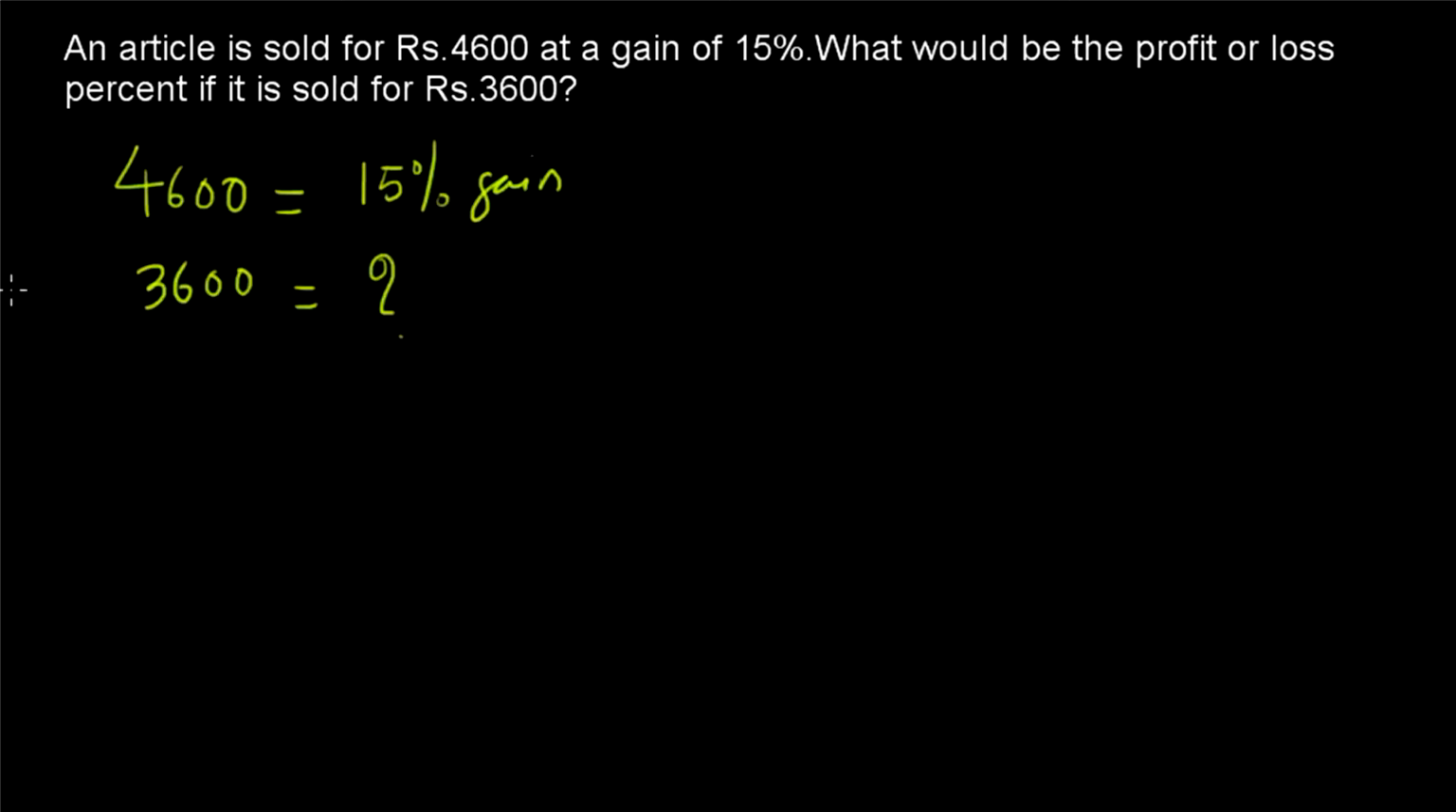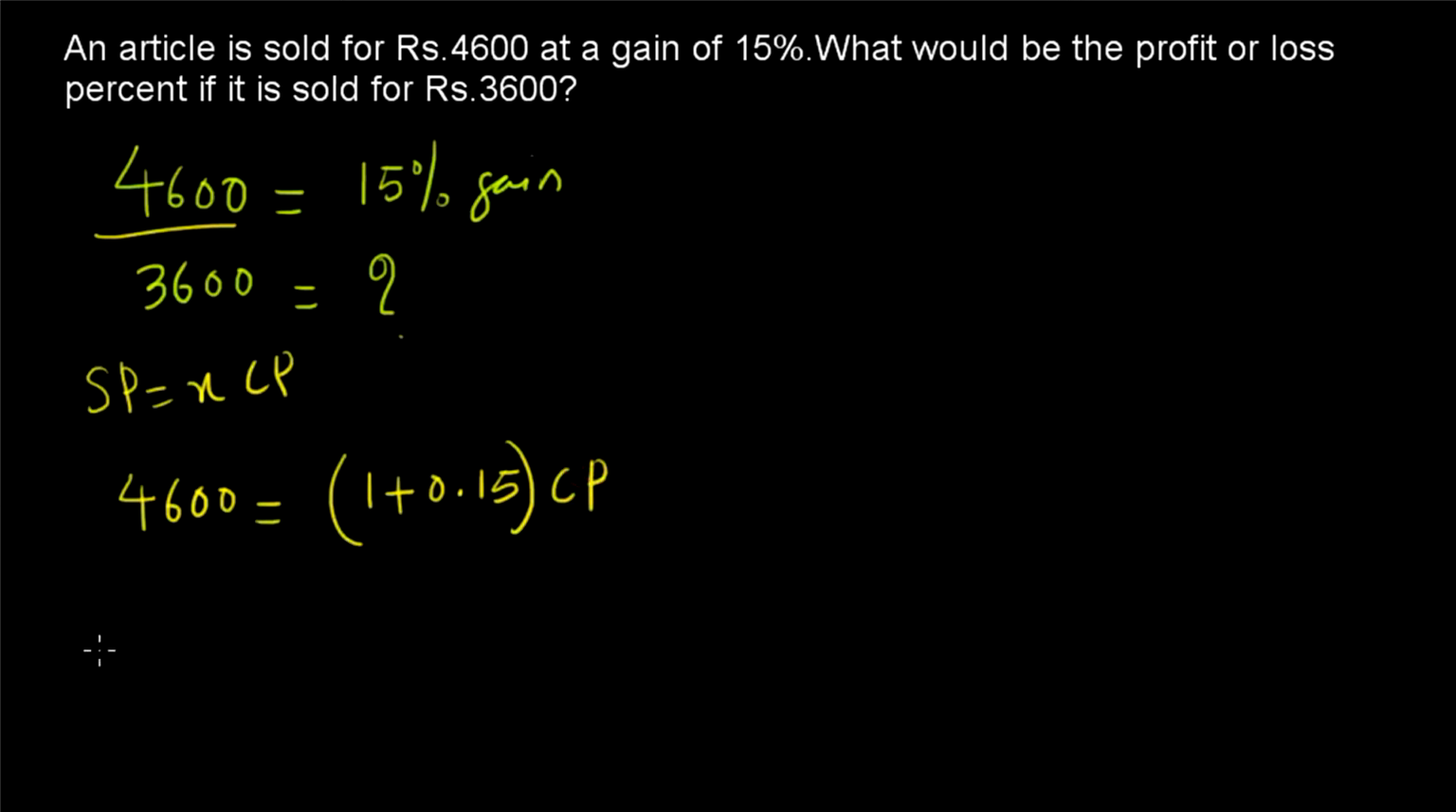By applying the shortcut formula, we represent SP is equal to X into CP. The first SP is 4,600. And how to find out X? We are having 15% gain. So it will be 1 plus 0.15 into cost price. If it is a 15% loss, it will be 1 minus 0.15 into CP. Since it is a profit, we are adding: 1 plus 0.15 into CP. So 4,600 is equal to 1.15 CP. That is our first equation.